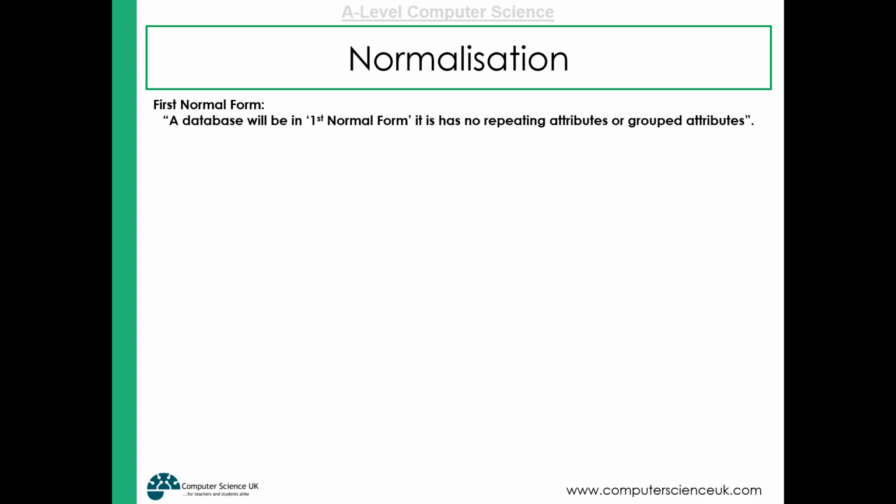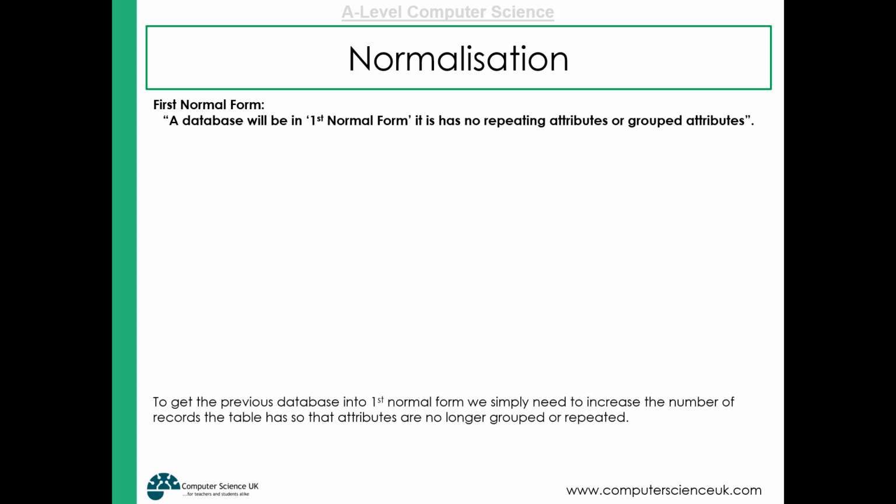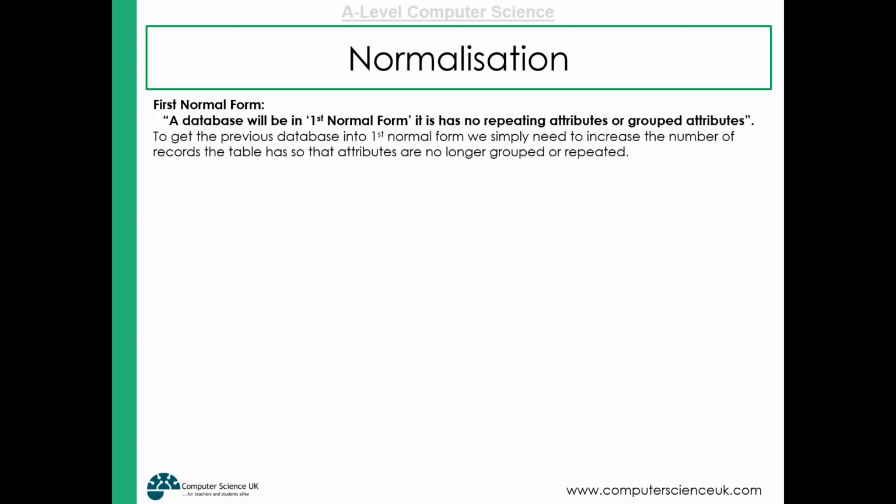So remember, first normal form, a database will be in first normal form if it has no repeating attributes or grouped attributes. So we've seen an example of a table with grouped attributes. We changed that structure so it had repeated attributes. But if we want to get our previous database table into first normal form, we simply need to increase the number of records that it has so that attributes are no longer repeated.